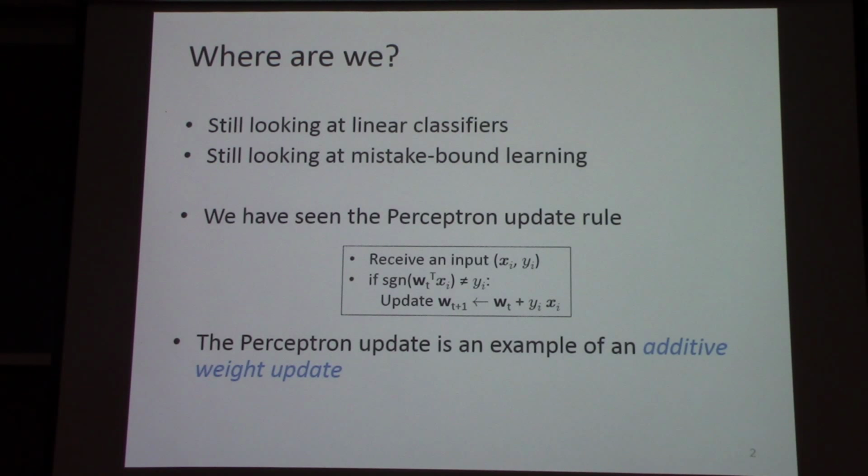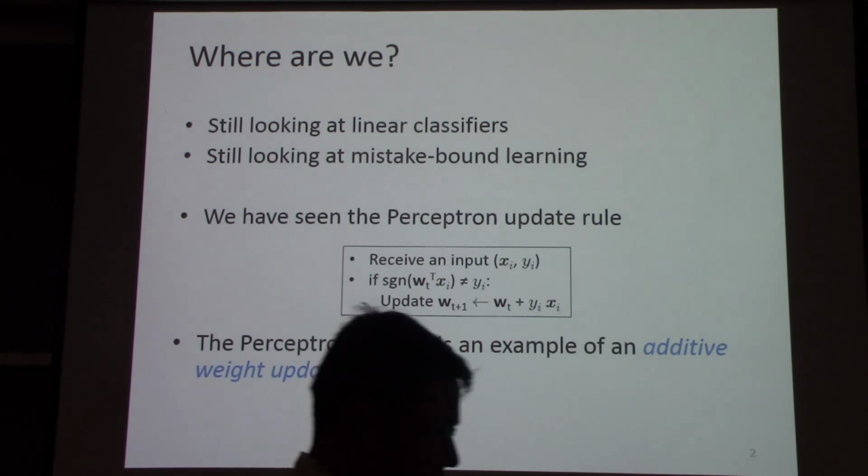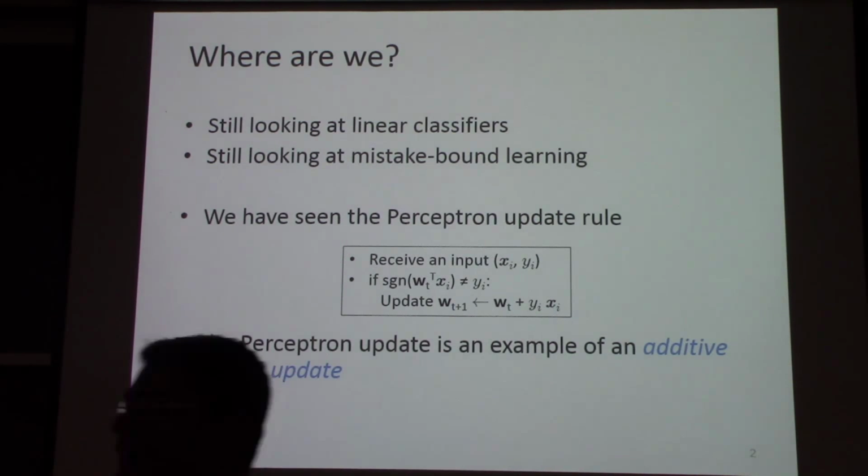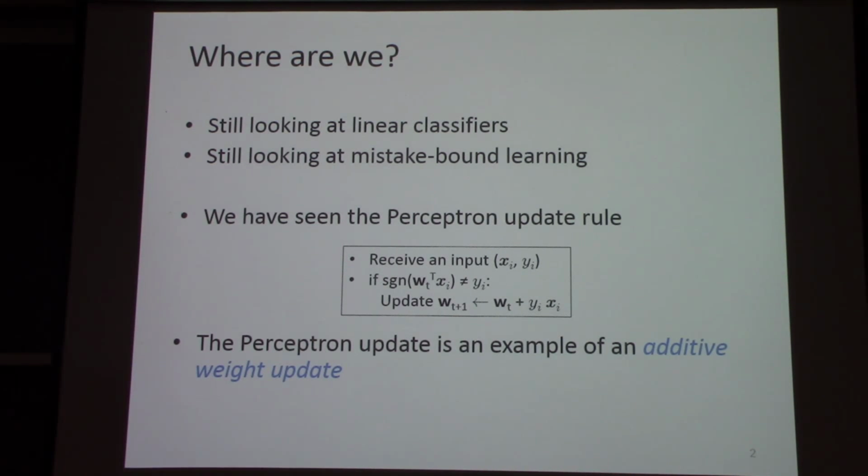So, just to step back, where are we? We are still looking at linear classifiers. The Winnow algorithm is another algorithm that learns a linear classifier. We're still in this regime of mistake-bound learning, where we define learning or learnability of a problem by counting the number of mistakes. The data keeps coming in a stream, and eventually our goal is not to learn a classifier or anything, our goal is just to stop making mistakes.